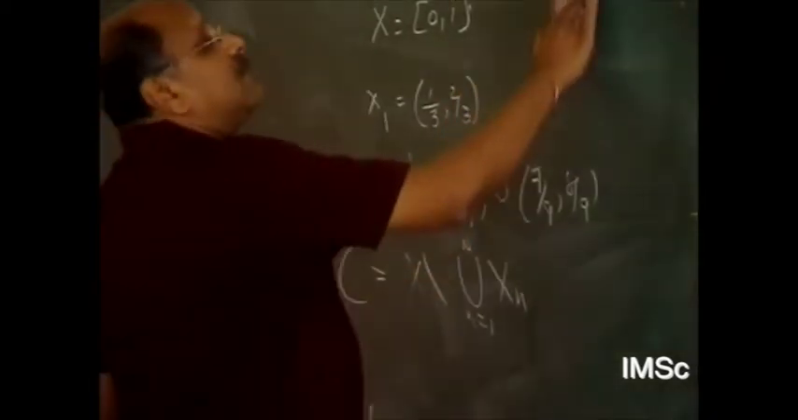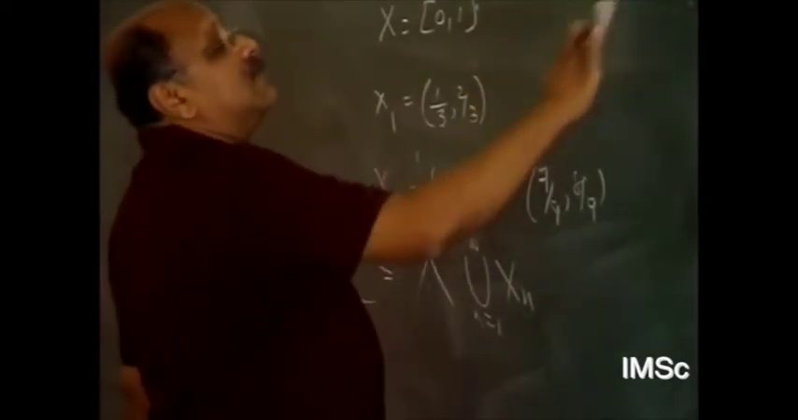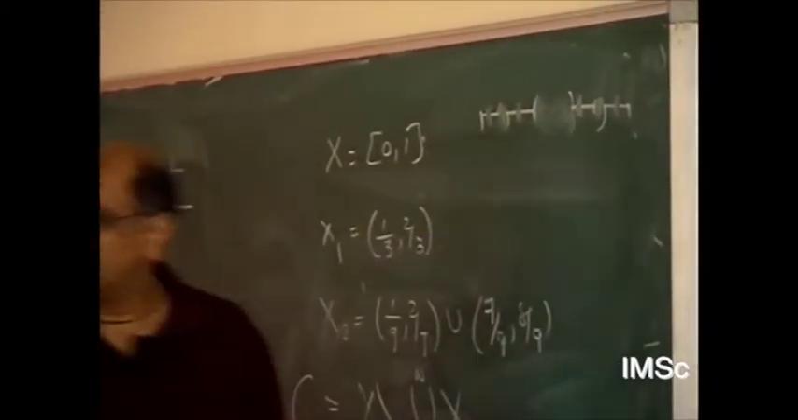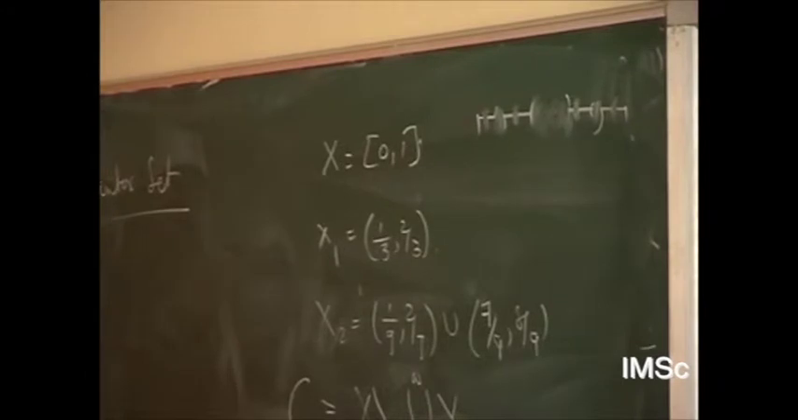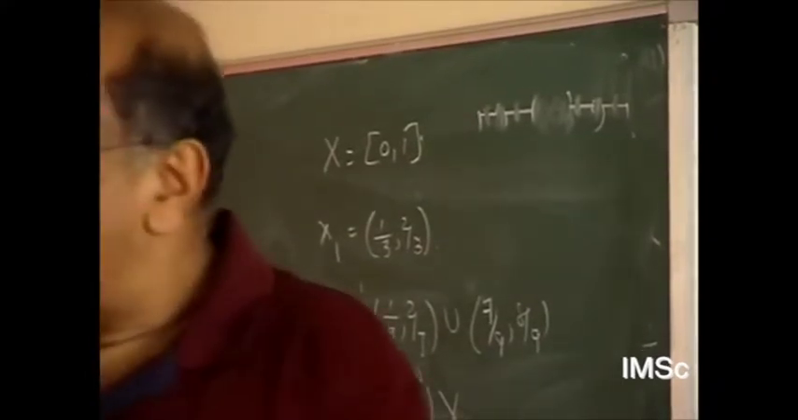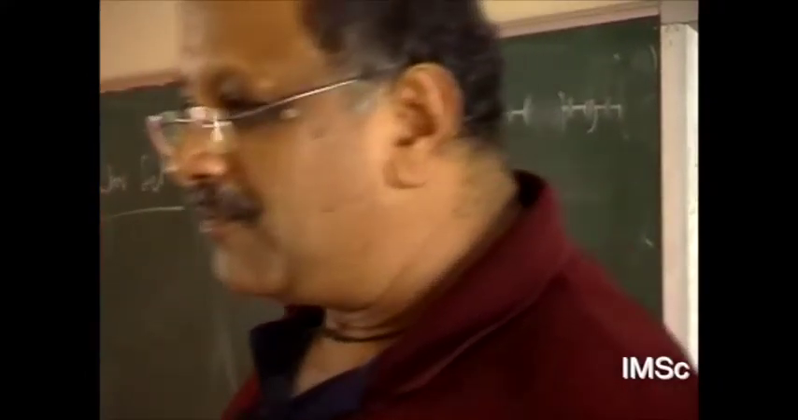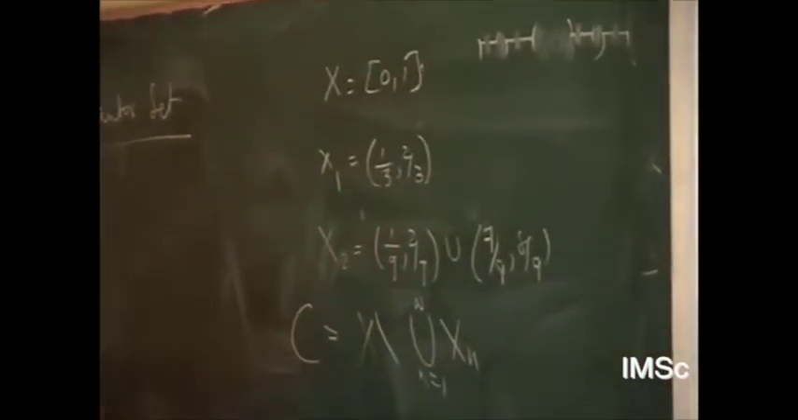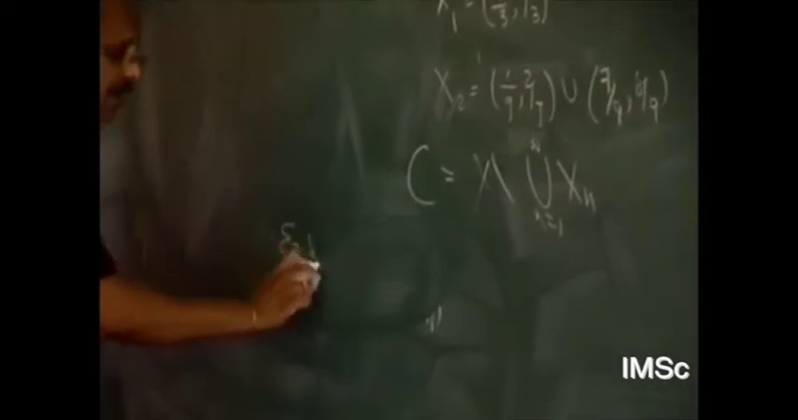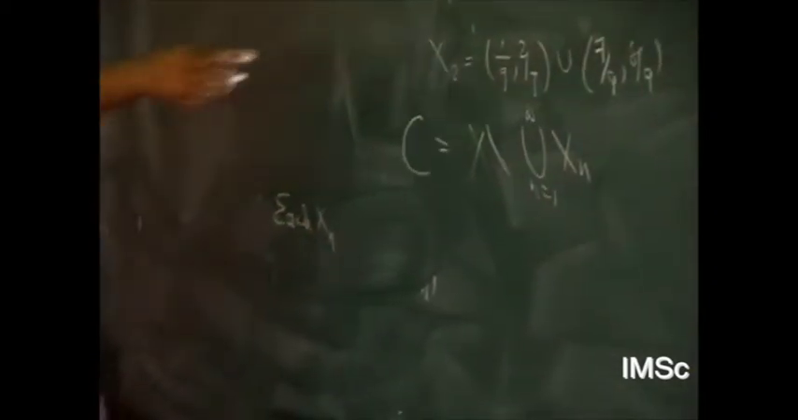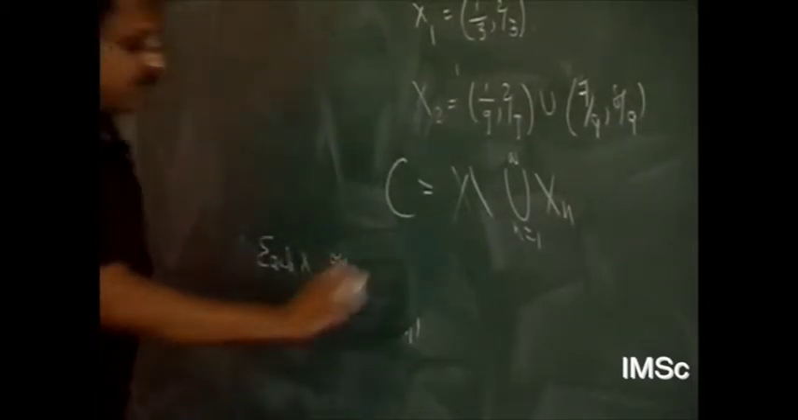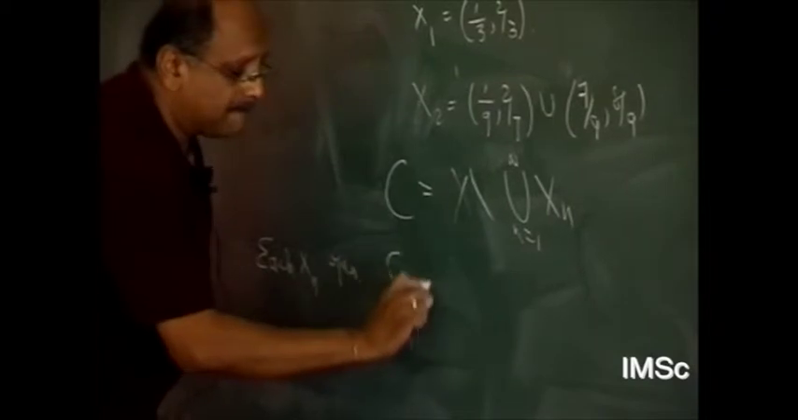That means I have rubbed this off, I will rub this off, I will rub this off. They cover it fully, more or less, there's nothing left. Okay? So each Xn is a union of open intervals, so it is open. Union of open sets is open, therefore C is closed.